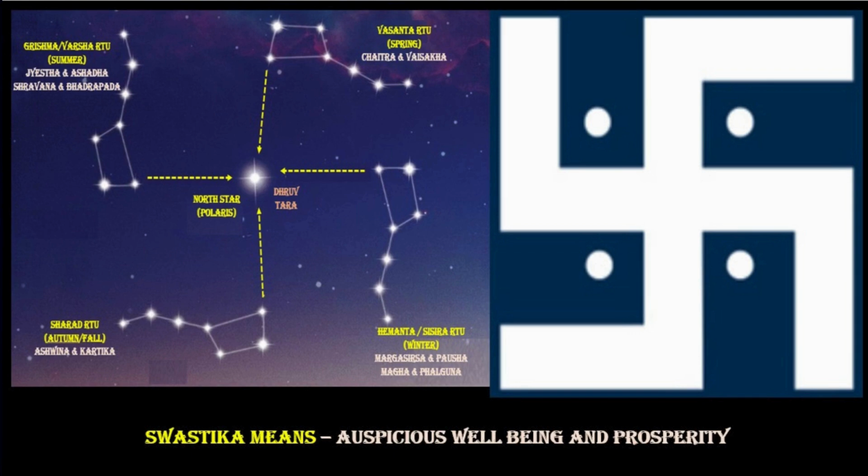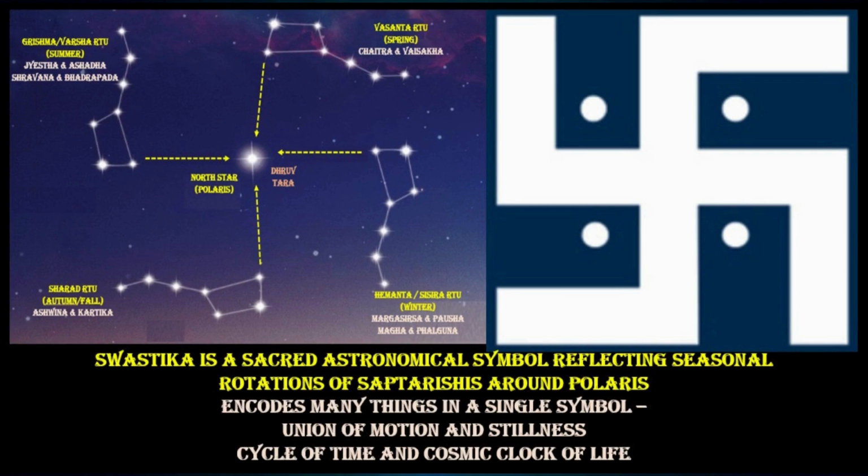The auspicious sign of Swastika also encodes a deeper truth. It unites motion and stillness, time and eternity. The Saptarishis rotate, whereas Polaris stands firm. Together, they show the dance of life around a still center. In human life as well, our senses and pranas move in cycles, waking, dreaming, sleeping states, yet there is a witness within, unmoving, like Polaris. The Swastika reminds us to live in balance, to honor the rhythms of change while anchoring ourselves in the eternal.